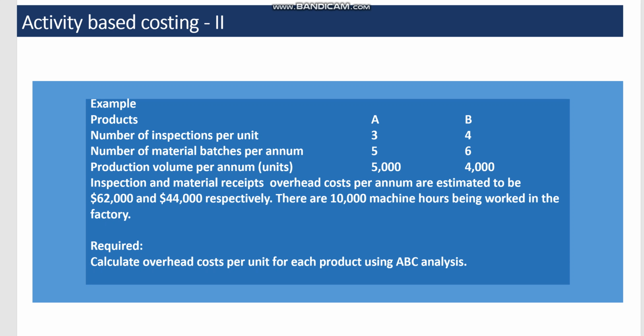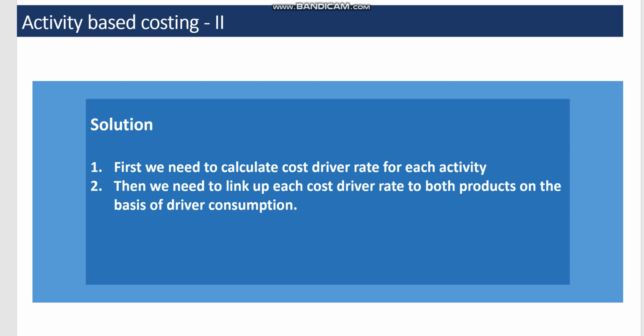Now, as you know, once we've got all the data relating to the products and the overhead activities, we first develop the cost driver rate for each activity. Once we develop the cost driver rate for each activity, we then need to link these cost driver rates to the products on the basis of driver consumption. So basically we charge the overhead cost of each activity to the products on the basis of how much of the driver has been used by each product.